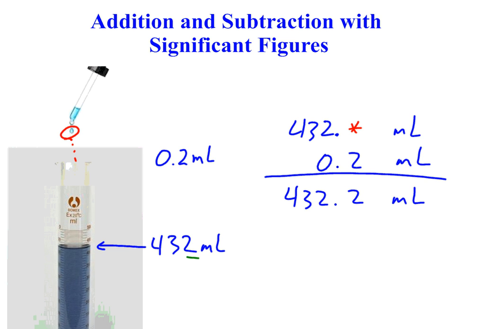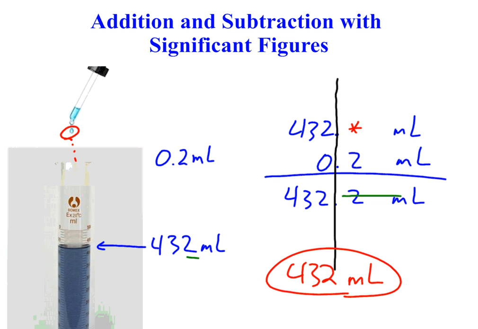What we want to do is draw a line down so that all the digits that we know for sure are on the left, and there are no uncertain digits on the left. Digits that we have no clue about. So over on the right, then, we have this red star, which holds, we have no clue what that number is. So it doesn't really make much sense to add 2 to that number. So what we're going to do then for our answers, we're going to get rid of anything to the right of that. And so we report our answer then as 432 milliliters.